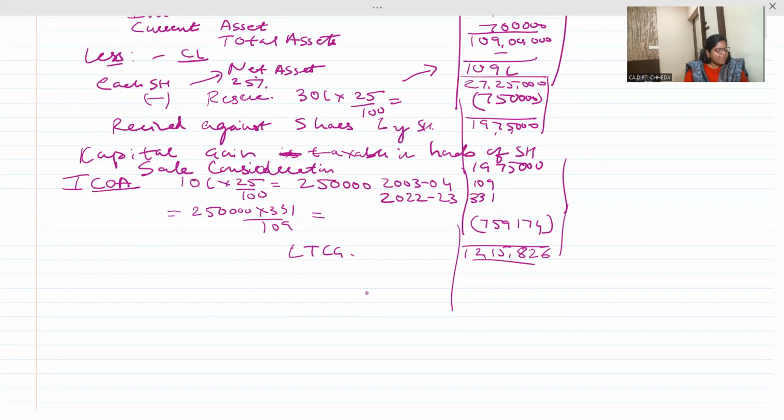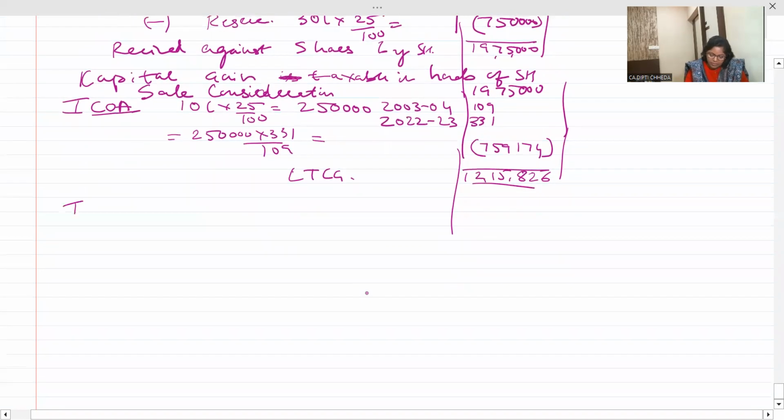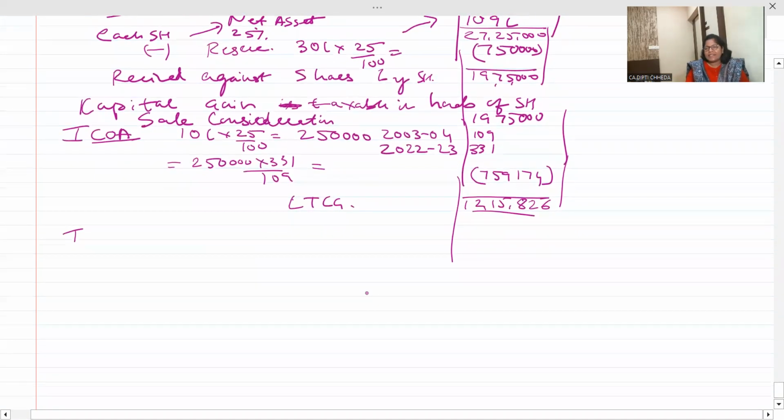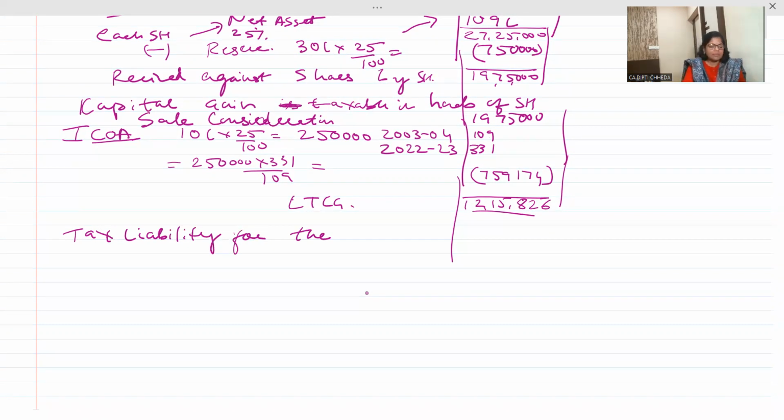And now the LLP has transferred the land for 63 lakhs. वो भी ले लो. See, we have completed with tax liability for the company, tax liability for the shareholder. Now the tax liability for the LLP.